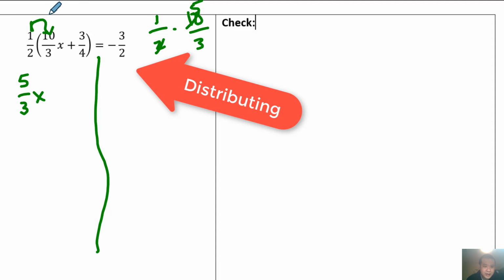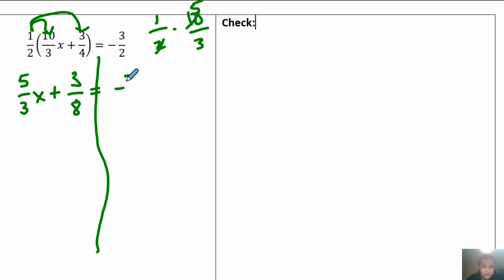Then we have to do 1, and that's right here. And then we have to do 1/2 times 3/4. And what we get is plus 1 times 3 is 3. 2 times 4 is 8. All that equals negative 3/2. What we're going to do next is subtract 3/8 from both sides. And so that means that we're going to have to do negative 3/2 minus 3/8. So I'm going to do that on the side again.